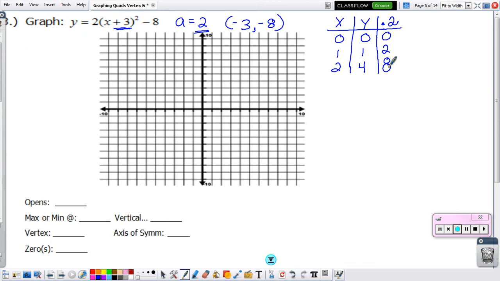Then my next step is to plot my vertex at -3, -8. And I just do a little mark there, so I now know that I'm going to use that vertex to plot my other points. So 1, 2, I'm going to go over +1, up 2. I can also go over -1 and go up 2. I could go over +2, and then I need to go up 8. So go over 1, 2, go up 1, 2, 3, 4, 5, 6, 7, 8. I can go over -2 and go up 8 also.